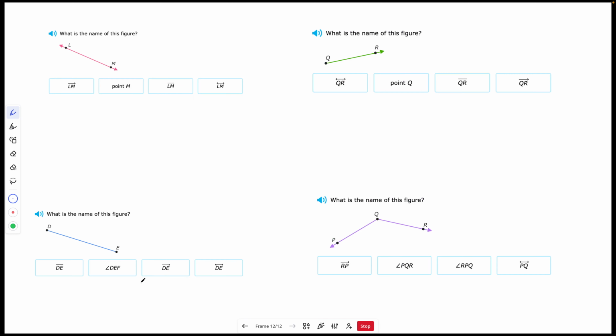All right, time to practice. Go ahead and pause the video, try these 4 problems on your own. When you're ready, unpause, and we'll check your answers. Okay, now that you've had time to work these problems, let's check your solutions. For the top left, you should have said that this is line LM, so 2 arrows above the letters. For the top right, this is a ray, and it's QR, so this is correct. For the bottom left, this is a line segment, so it should be just a line segment above. And for the bottom right, we could call this angle PQR.